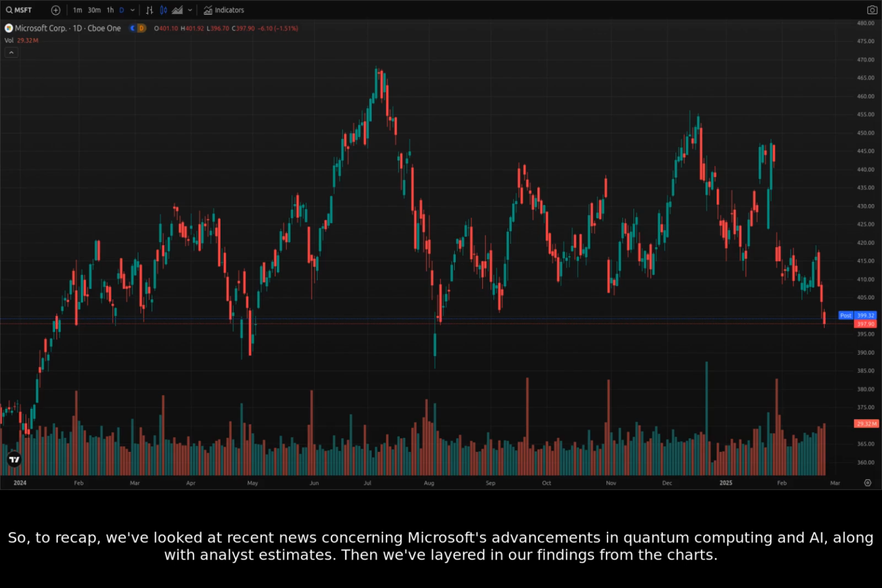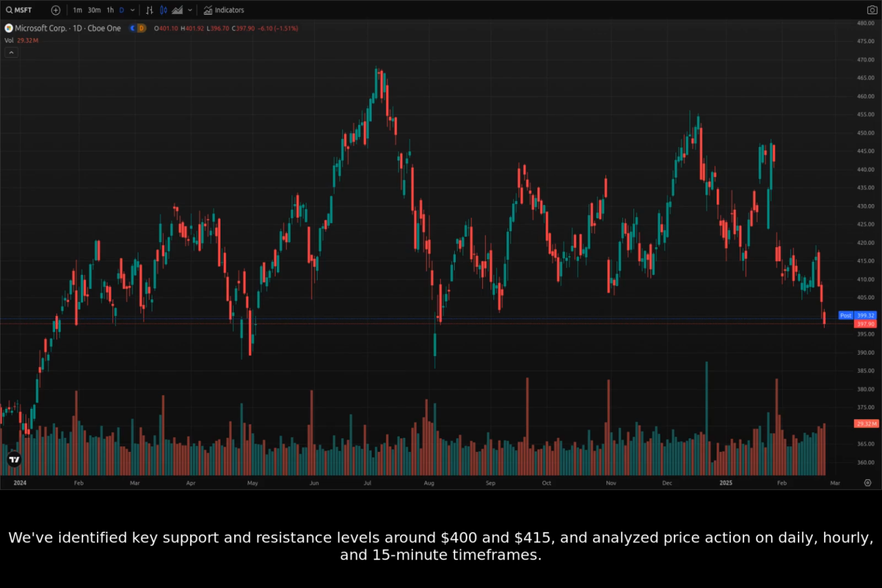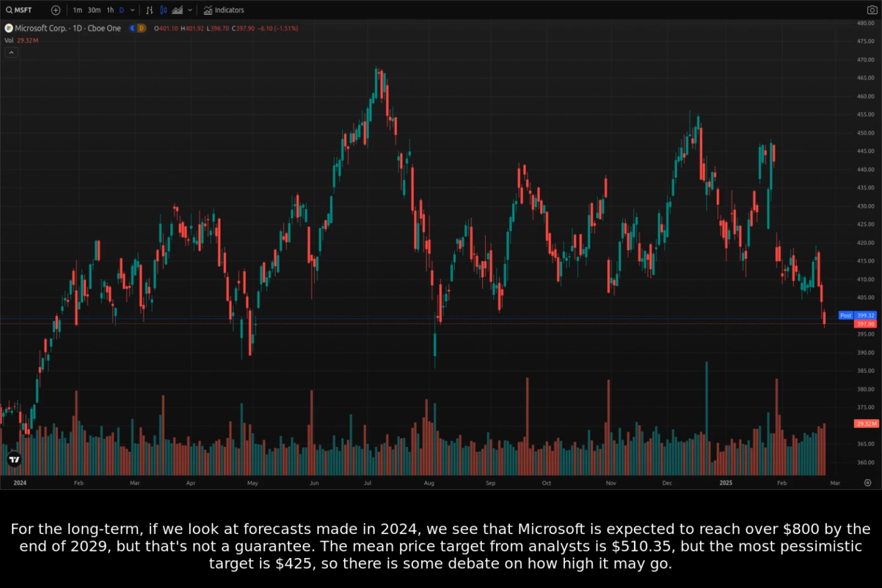So, to recap, we've looked at recent news concerning Microsoft's advancements in quantum computing and AI, along with analyst estimates. Then we've layered in our findings from the charts. We've identified key support and resistance levels around $400 and $415, and analyzed price action on daily, hourly, and 15-minute timeframes. For the long term, if we look at forecasts made in 2024, we see that Microsoft is expected to reach over $800 by the end of 2029, but that's not a guarantee.